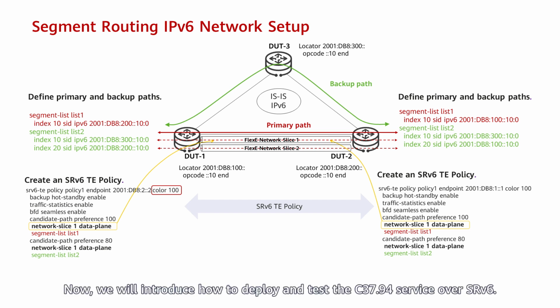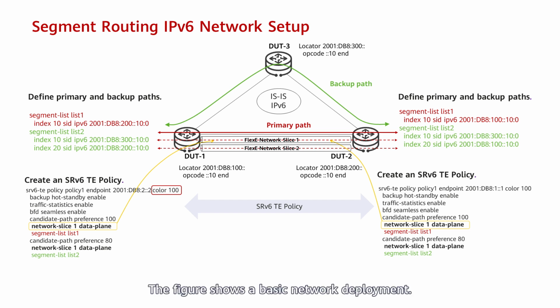Now, we will introduce how to deploy and test the C37.94 service over SRv6. The figure shows a basic network deployment. First, deploy FlexE network slicing on the entire network. FlexE provides channelized hardware isolation on physical interfaces to implement hard slicing for SLA assurance. By doing so, it provides exclusive bandwidth for services. It also allows you to configure flexible interface rates.